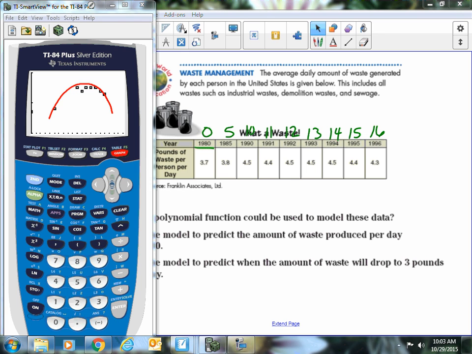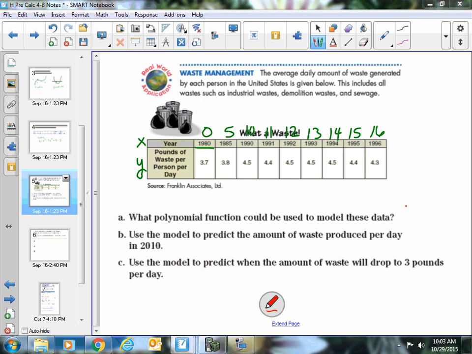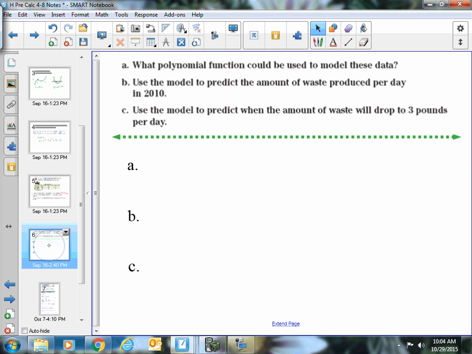So if that's our guesstimate, what kind of shape would that be? Well, it looks like it might be quadratic then, if we can agree that we're hoping that it's going back down. So it looks like we're dealing with a quadratic situation here. All right, so if it's a quadratic, we need to figure out what model is going to best fit that with the calculator. So we're going to use that then to answer B and C.